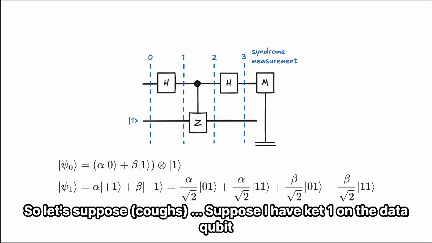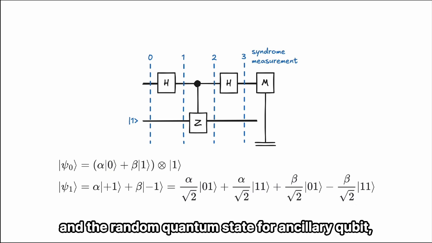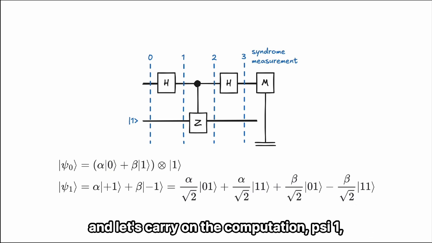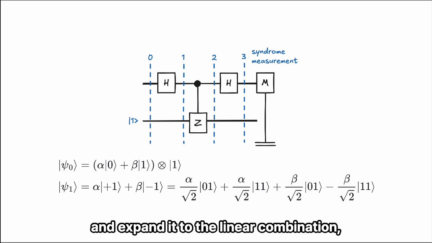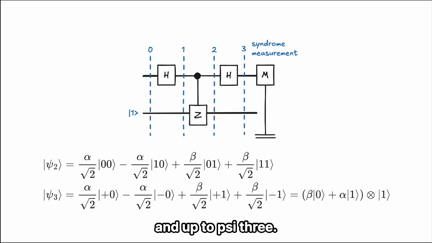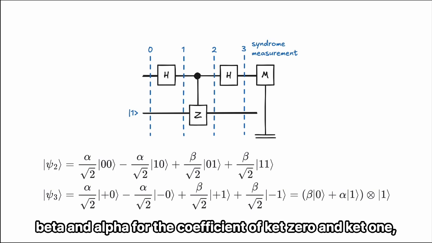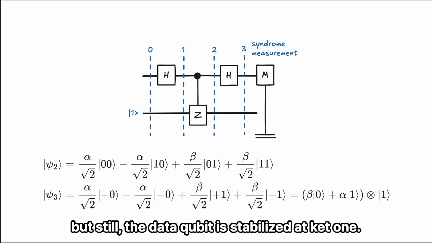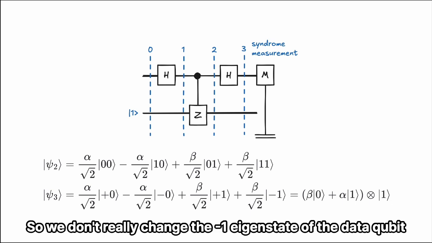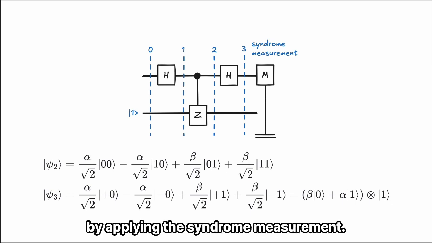What does that mean? Let's suppose I have ket1 on the theta qubit and a random quantum state for the ancillary qubit, and let's carry on the computation from psi1, expanding it to the linear combination, up to psi3. What we get here is reversed coefficients, beta and alpha, for the coefficients of ket0 and ket1, but the theta qubit is still stabilized at ket1. So we don't really change the minus one eigenstate of the theta qubit by applying the syndrome measurement.